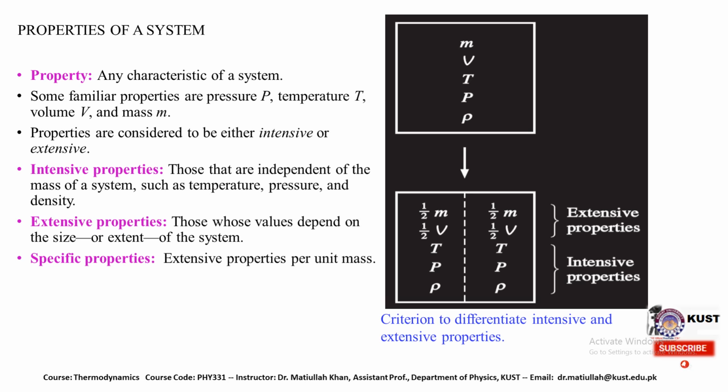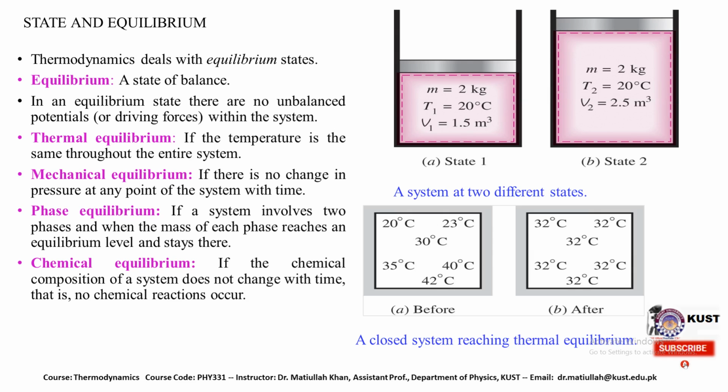We have also discussed some properties of the system. These might be intensive and extensive properties. When a property depends on the mass of a system, it is called an extensive property, and if the property is independent of the mass of the system, such as temperature, pressure and density, it is considered an intensive property. Examples of extensive properties include the mass and volume of a system. From that we can move toward the specific properties.